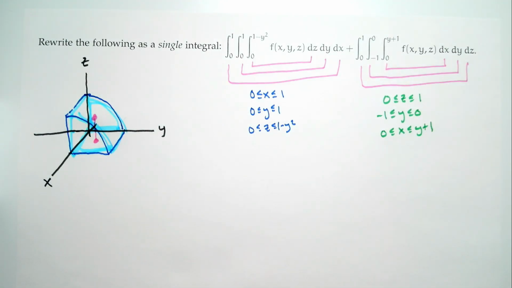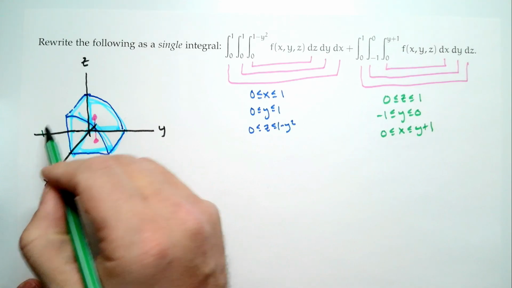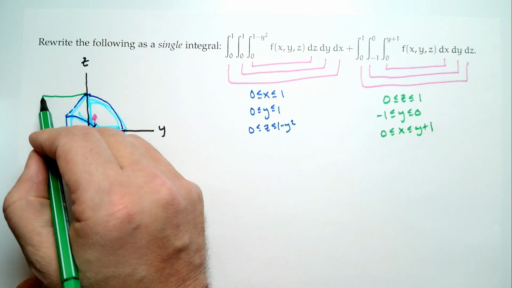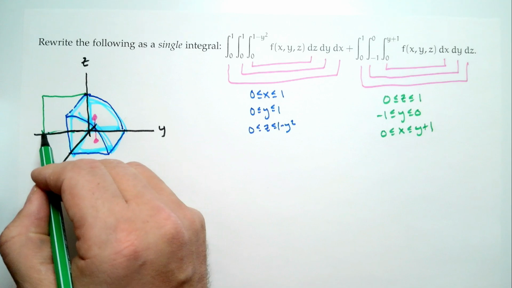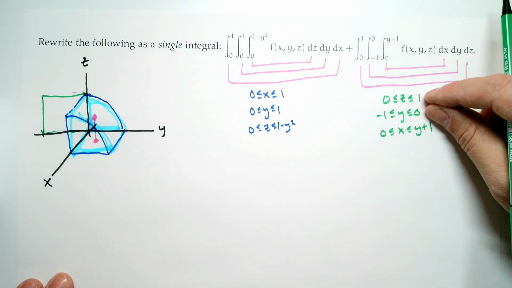So if z goes from 0 to 1 and y goes from negative 1 to 0, well, that's describing a region in the yz plane. And what's that region? Well, okay, so we go over negative 1 for y, we go up 1 for z, and we get this square. So this square is the first two inequalities.